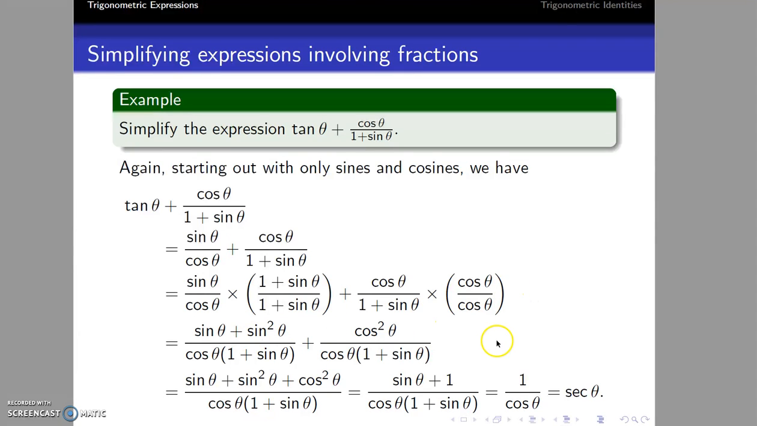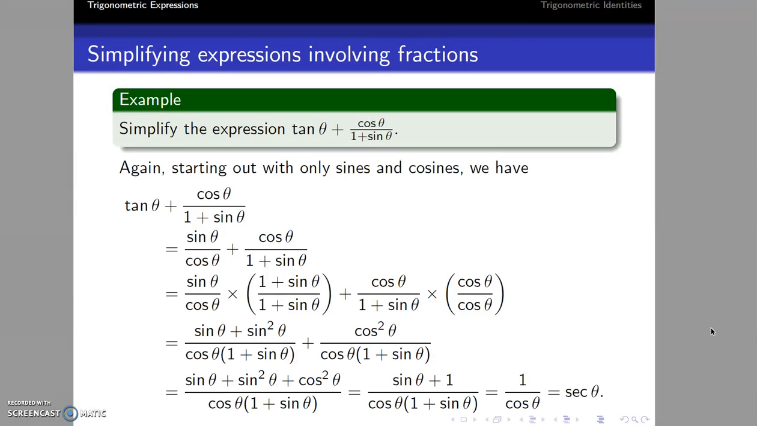So that produces, after I do a little bit of writing, after I add everything together, sine theta plus sine squared theta plus cosine squared theta. That's my numerator. My denominator is cosine theta times 1 plus sine theta. And you could distribute that out, but as you see almost immediately, you don't want to. Because sine squared plus cosine squared is always equal to 1. That, again, is the Pythagorean identity.